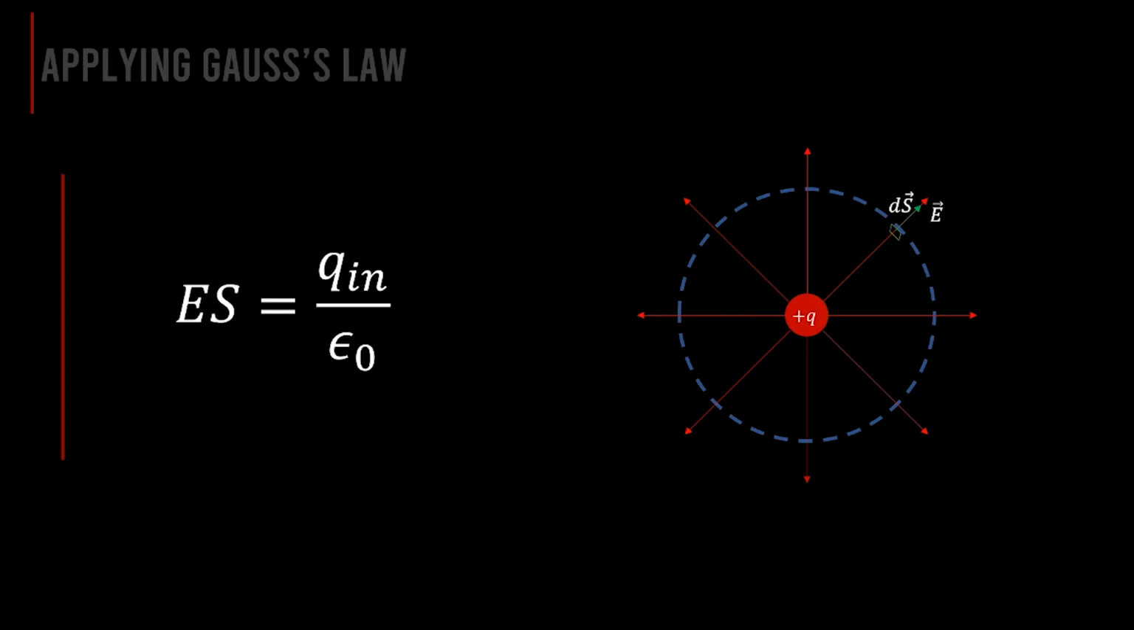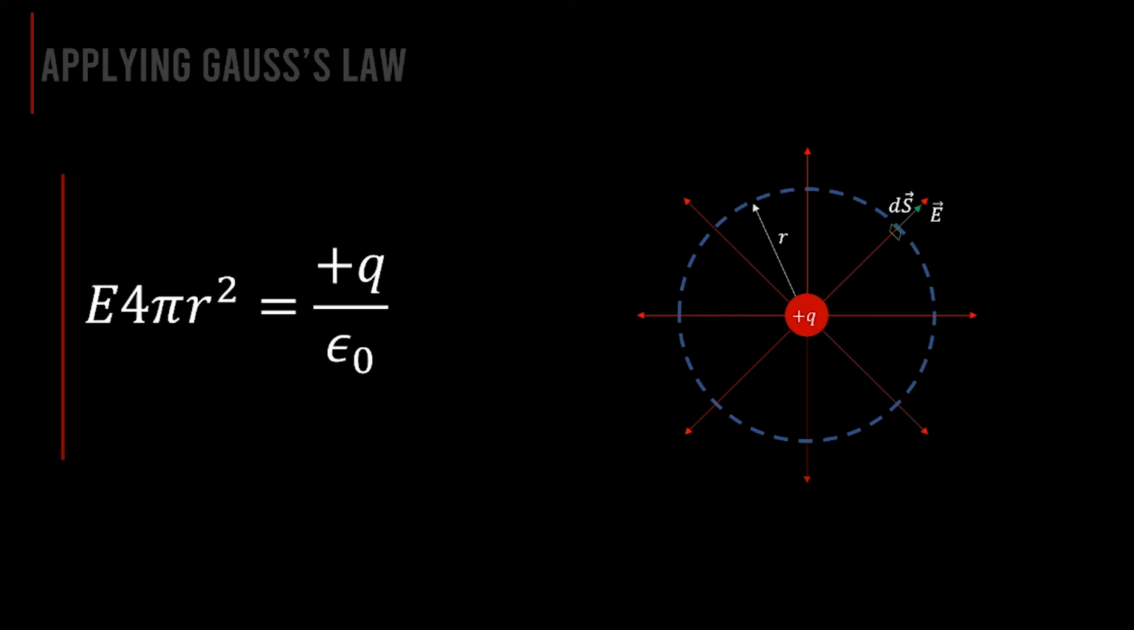Now, because we're dealing with spherical symmetry, s is going to be the surface area of the sphere. And so that's going to be 4 pi r squared, where r is the radius of our Gaussian surface. Now, we've evaluated the left-hand side of Gauss's law. We can evaluate the right-hand side by considering what the charge is inside this sphere. And in this case, this is just going to be plus Q.